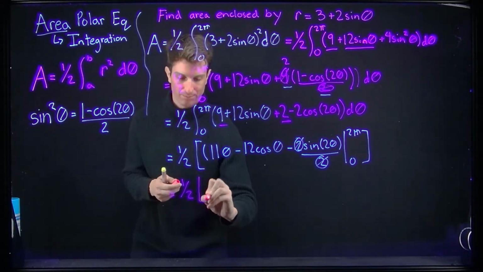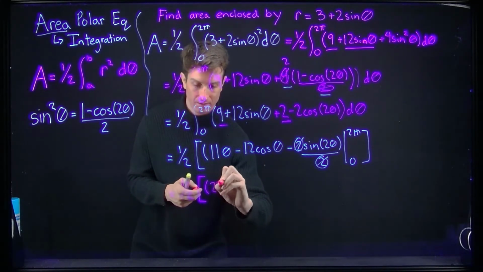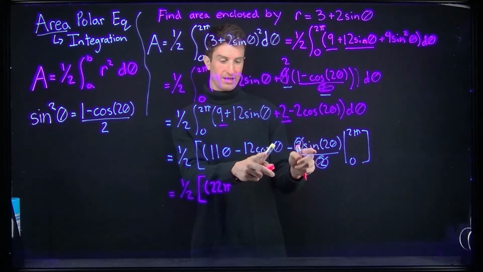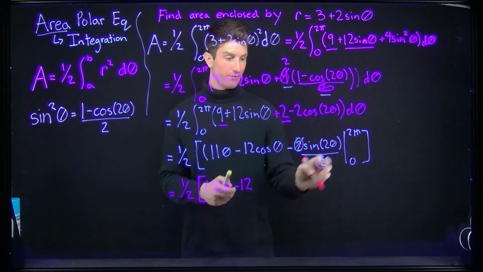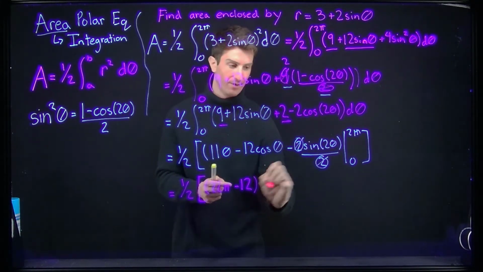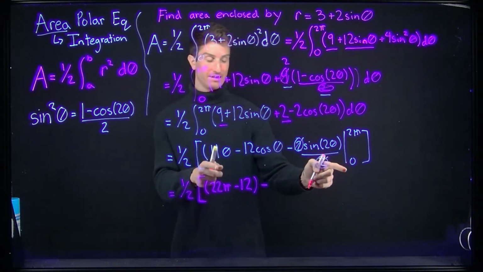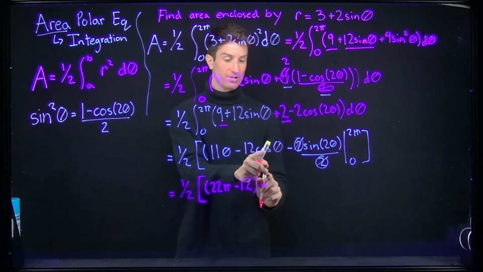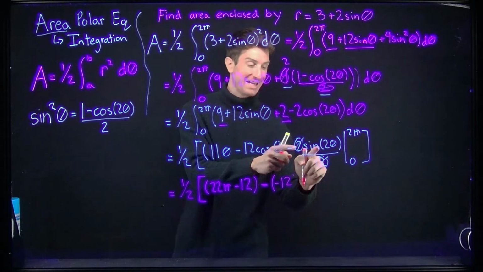And now let's plug in the 2 pi first. What do we get? We get 22 pi minus, well, what's going to happen here? Cosine of 2 pi is going to be 1. So minus 12. Awesome. And if we plug in 2 pi to sine of 2 theta, that's going to be 0. So we don't need to worry about that, right? Sine of 4 pi is 0. Minus, and now we'll plug in the 0. Well, if we plug in 0, 11 times 0 is 0. Minus cosine of 0 is going to be 1 also. So we have another minus 12 here. And sine of 0 will also be 0.